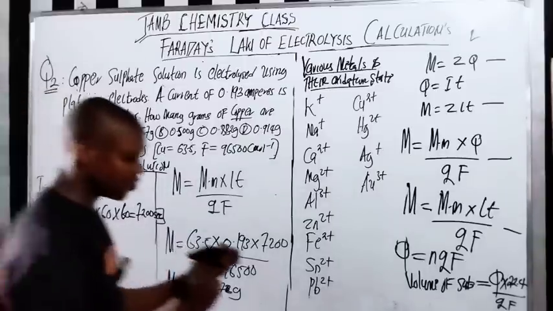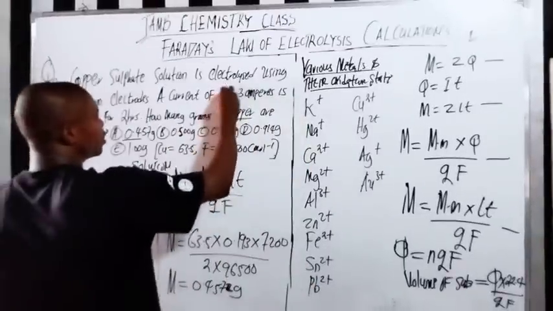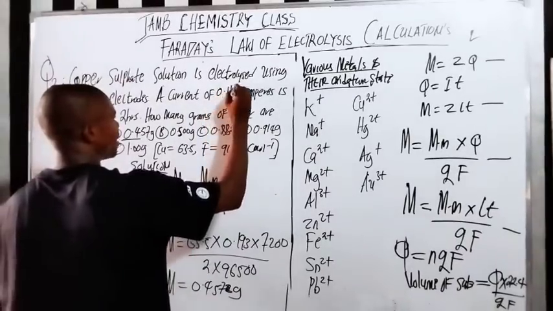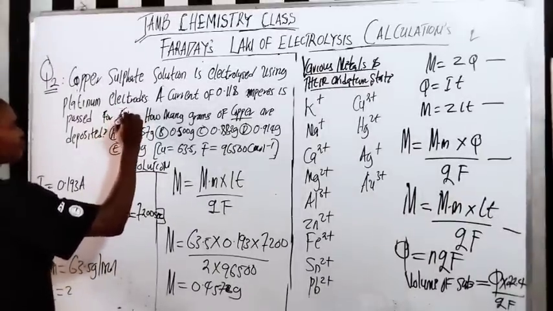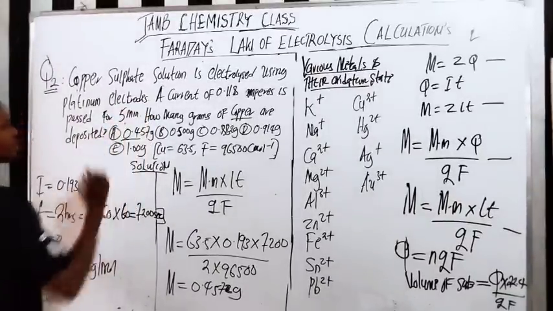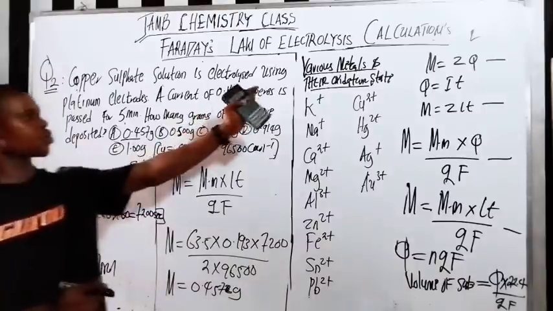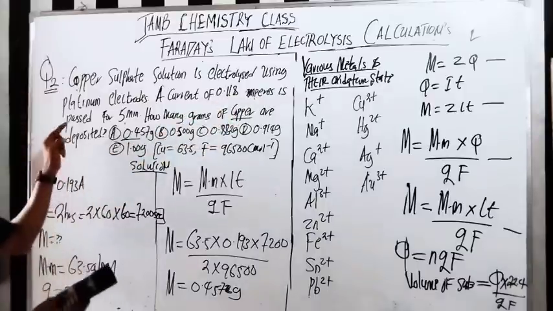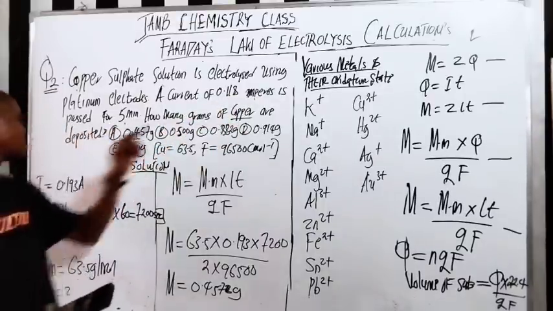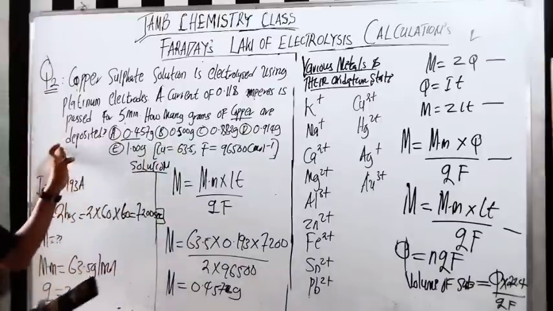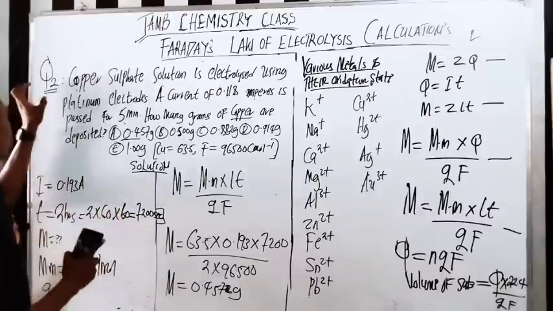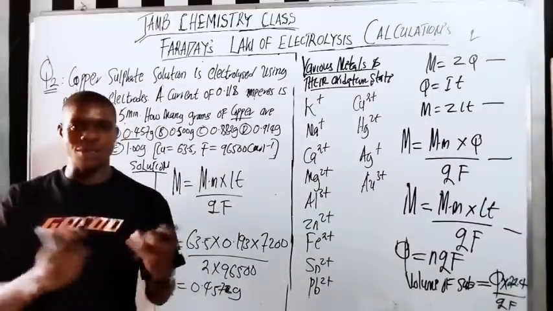Now let me change the value here so you can solve it for me. Here we have 0.118, and 5 minutes. So the current is now 0.118 amperes, and the time passed is 5 minutes. How many grams of copper will be deposited? You have to leave the answer in the comment section. So that's question 2. Let me do question 3 now.